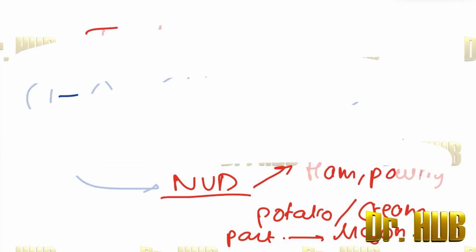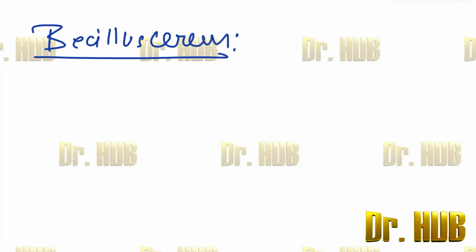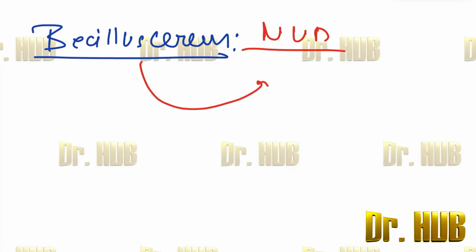Next, we move on to Bacillus cereus. So what is this Bacillus cereus? It again manifests with NVD, which stands for nausea, vomiting and diarrhea. And the commonly associated food source, which is very important, is fried rice.